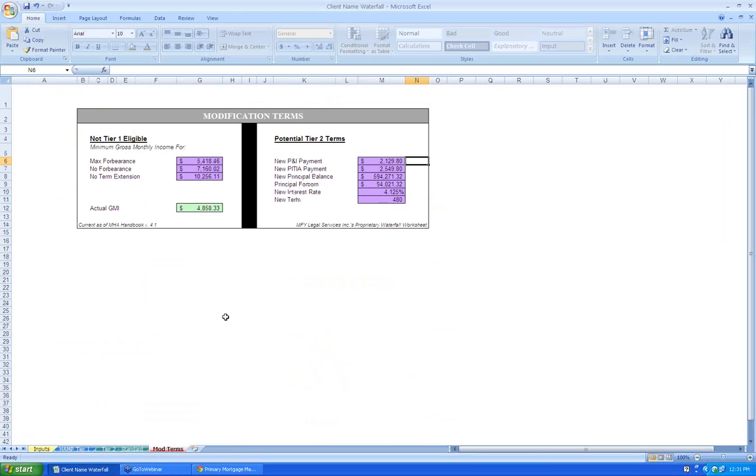So when you go to mod terms, it will show that they're not Tier 1 eligible. It'll show how much income they need to become eligible. So right now they're at $4,800 a month. They need to get to at least 54. And Tier 2 terms are replaced by potential Tier 2 terms because they may or may not qualify.